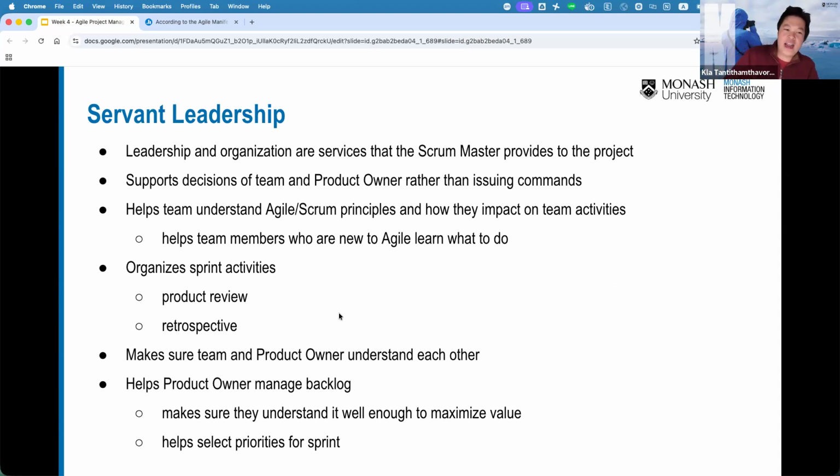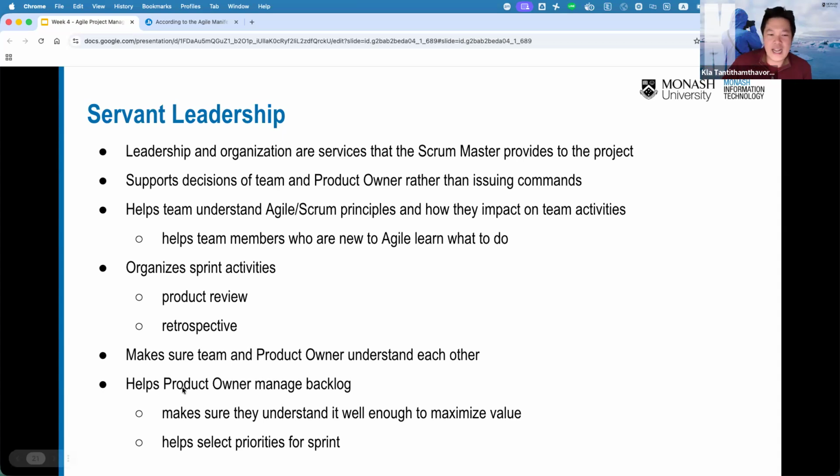Okay, so they organize the sprint activities, help the team understand the agile scrum principles and how they impact the team activities, and things like that. Make sure that the team and the product owner understand each other. Sometimes they have some misunderstanding. The Scrum Master has to jump in and clarify, okay, is this the thing that you want, is this something feasible or not to implement, and things like that.